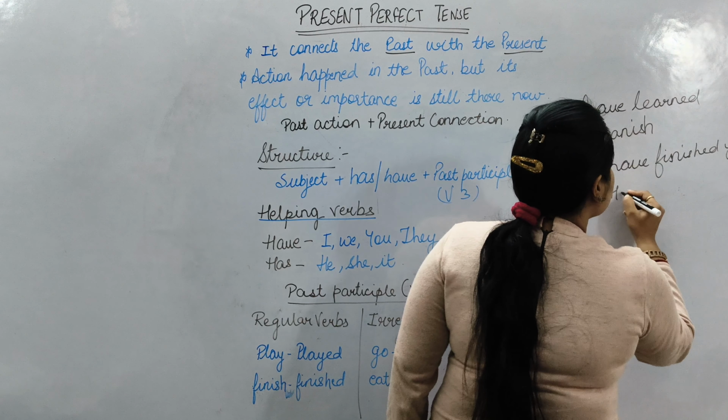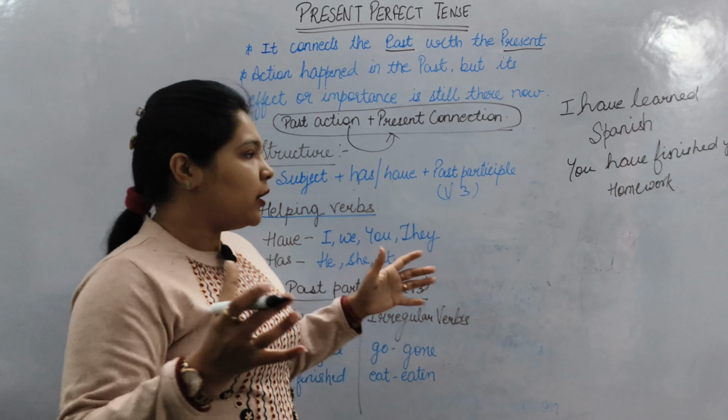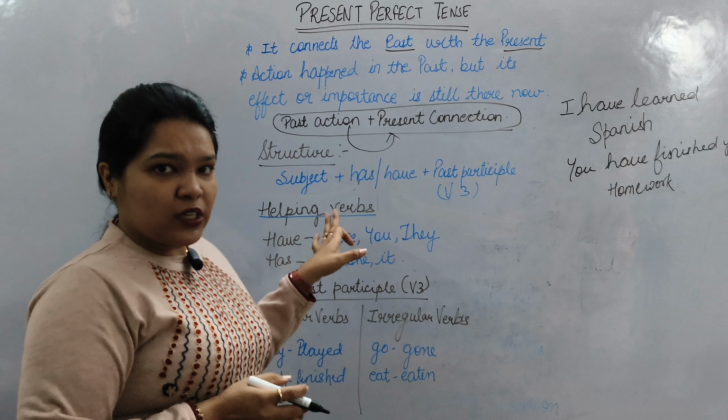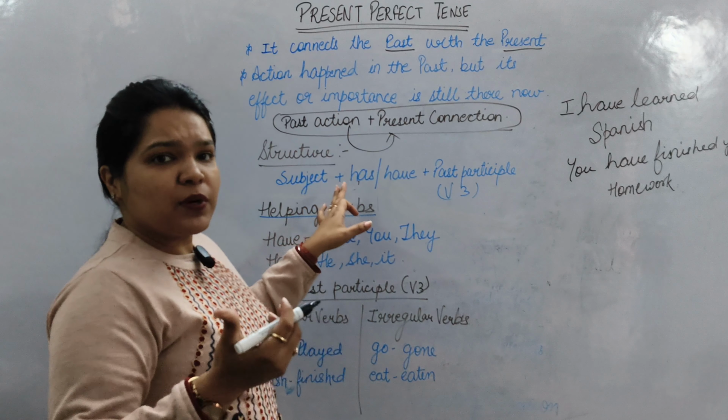Now let's see its structure so that we can form the sentences in an easy way. Subject, we all know what the subject is. The name of a person, anything. Has, have. Has or have, any one thing. Then plus past participle verb, third form.